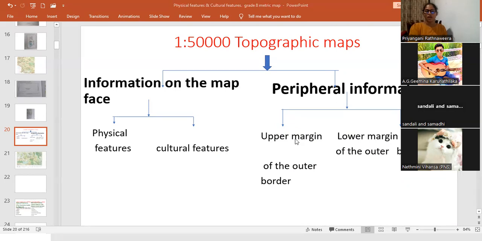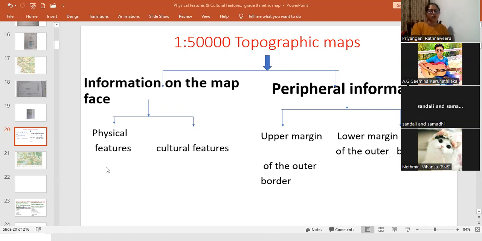There are two types. Some information is mentioned on the upper margin of the outer border, and some information is mentioned on the lower margin of the outer border. First, the information in the upper margin. There are three types of information: type of the map, name of the map, and number of the map.